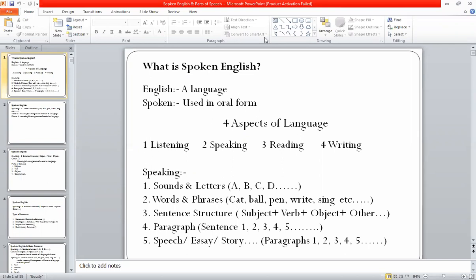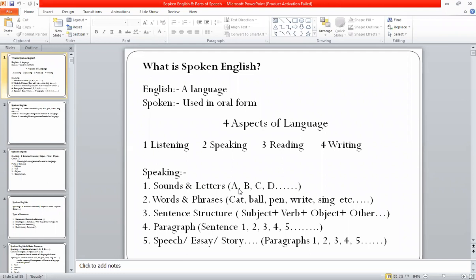So these are the four important aspects which are very important for learning this language. Speaking comes first. Yes, there are sounds and letters. First we will see how the English language is made up. It is made up of sounds and letters. Sounds come first and letters come later.